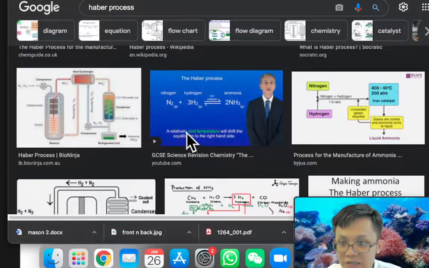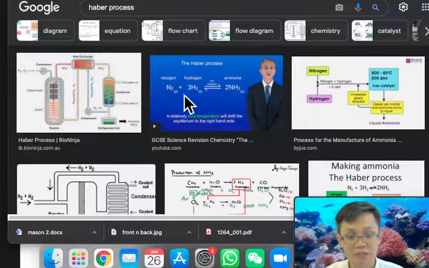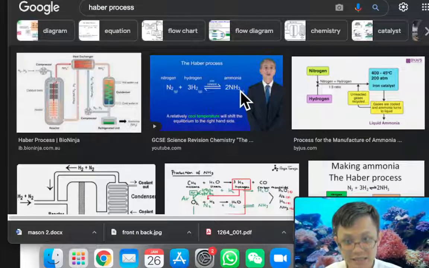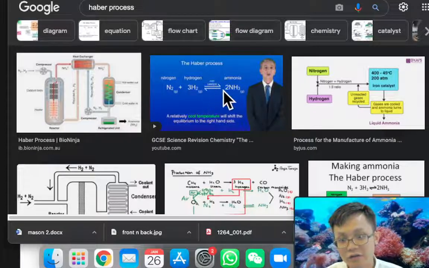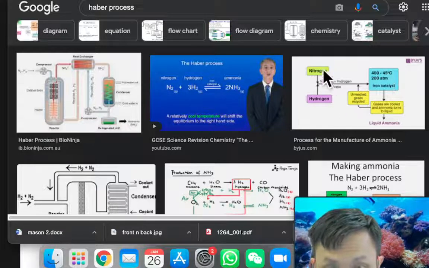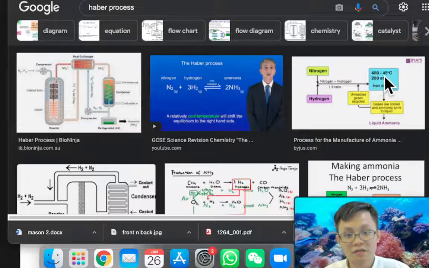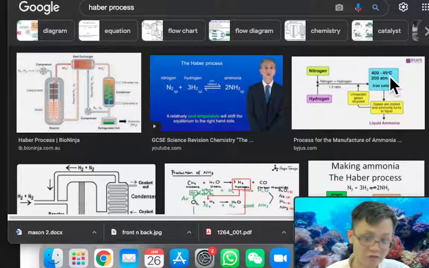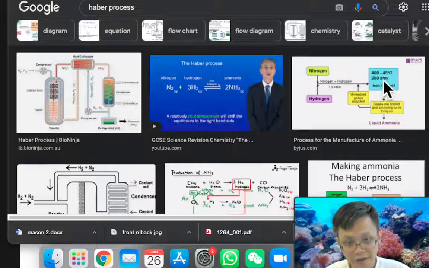So the Haber process is to produce ammonia. We can see from the Haber process we use nitrogen plus hydrogen, and we get ammonia, which is what we want. One of the requirements, you can see from this picture, is that when they are combining it, they are using 400 to 450 degrees Celsius and 200 atmospheres.